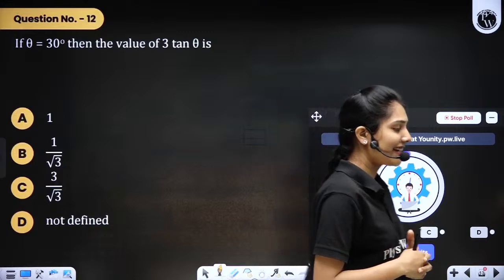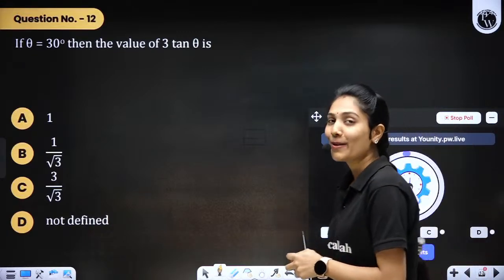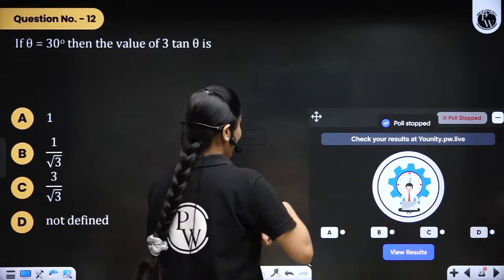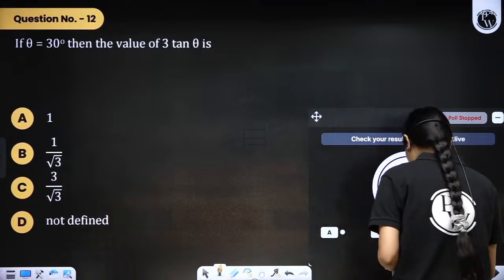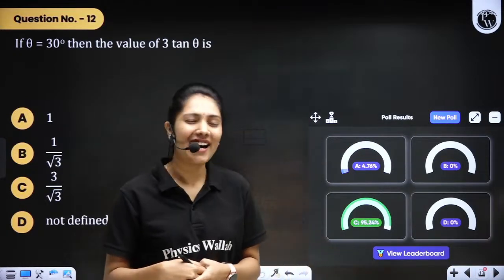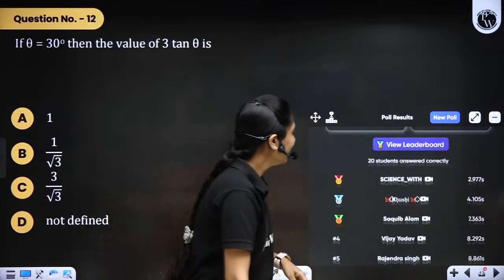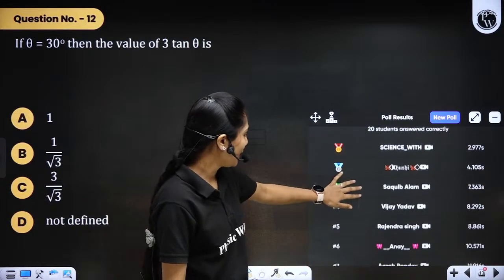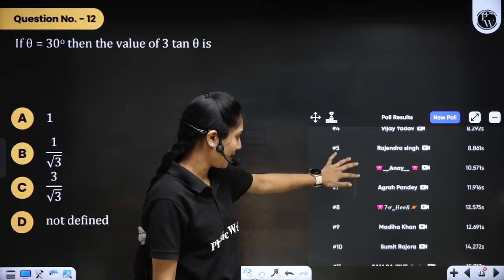And the correct answer is option number C here. Very good. 95% of you are correct, beta. Very good. Science, then Khushi and Sakib. Good, beta.